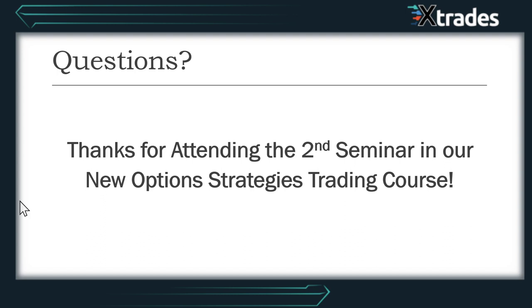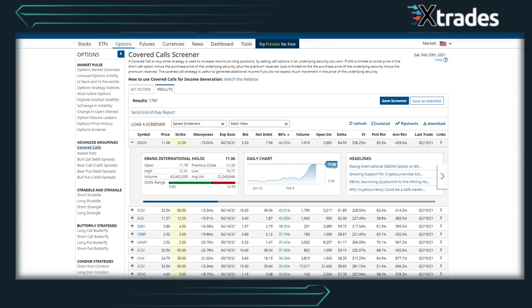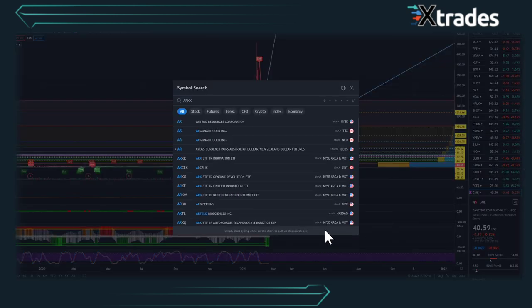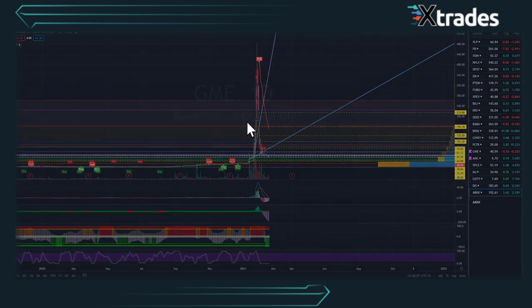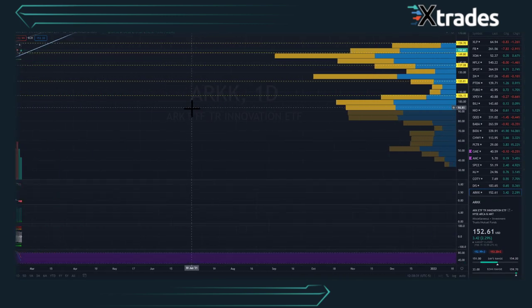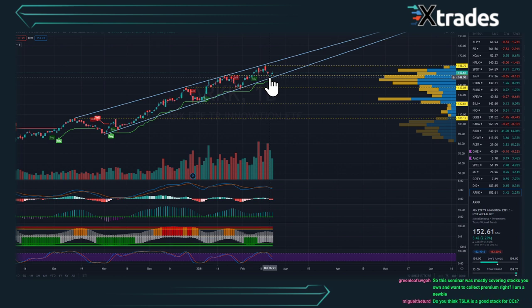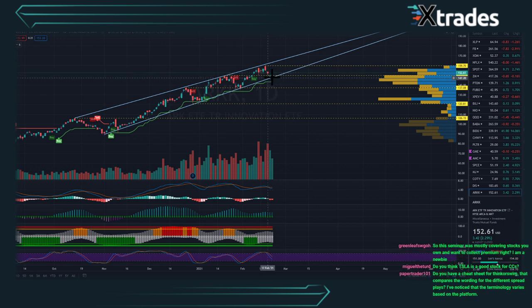So let's go back to TradingView for a second here. Pull up the charts. Let's say ARKK, for example, because we were already talking about ARKK, so might as well go back in. I actually alerted a buy on ARKK earlier this week at about 146 or 147, I don't remember the exact. But I alerted April 16th calls on ARKK for 160.